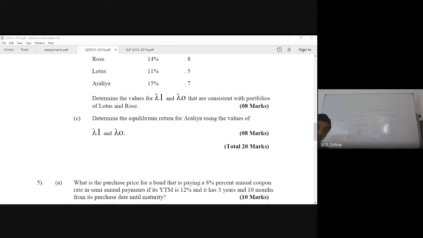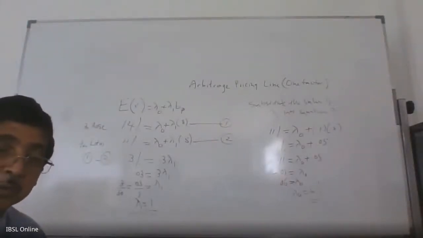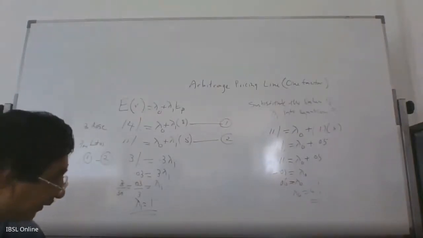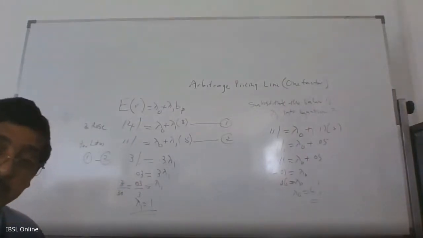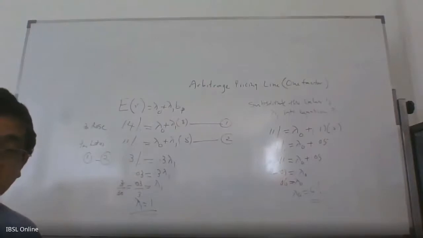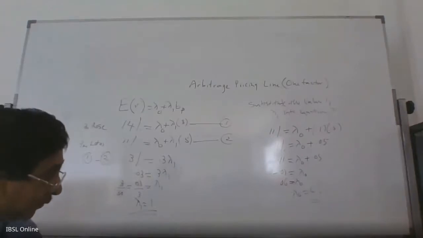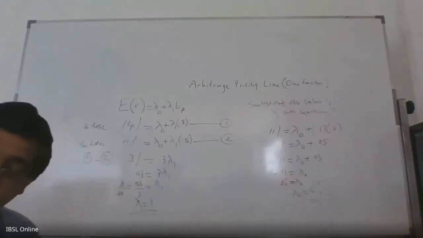If it is not clear, I will just go into the explanation again. Right. Now, in the second part, that is part B, we calculated the values for lambda 0 and lambda 1. We got the value of lambda 0 as 6%, lambda 1 as 0.1. Now 6% can also be given as a decimal, and that would be 0.06.